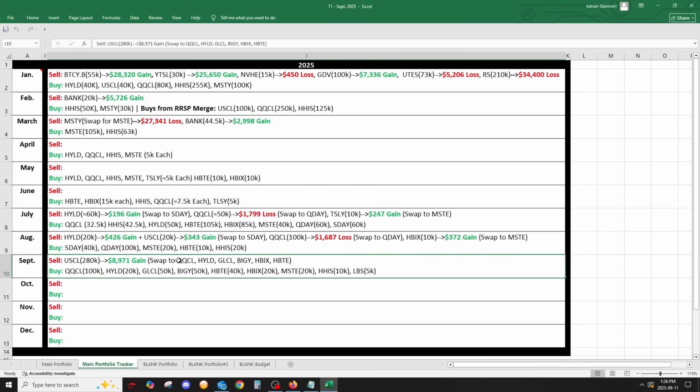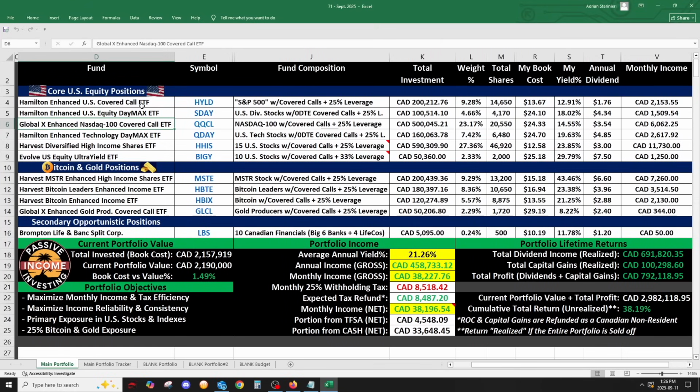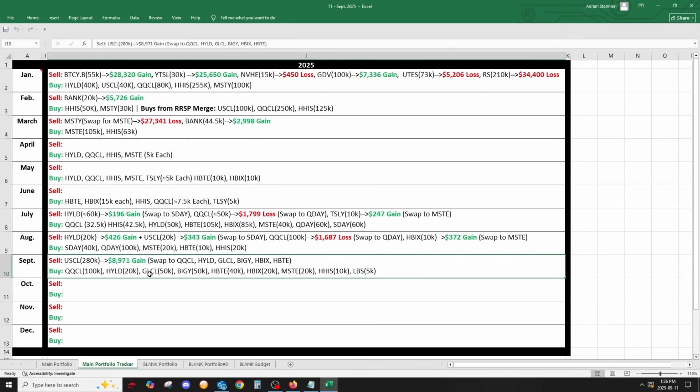So 100K into QQCL, very simple. 20K went into HYLD. This is more because I still kind of want maybe a concentrated S&P 500. That's okay. HYLD is not exactly the S&P. It's a little bit more concentrated. But it was mostly because I had 180 in HYLD and I have OCD, so I had to get it to 200. That's basically it, just a small portion.